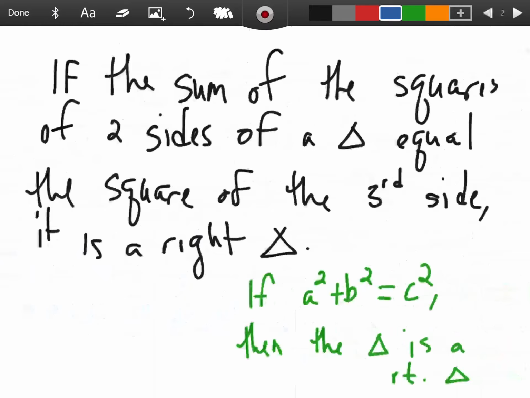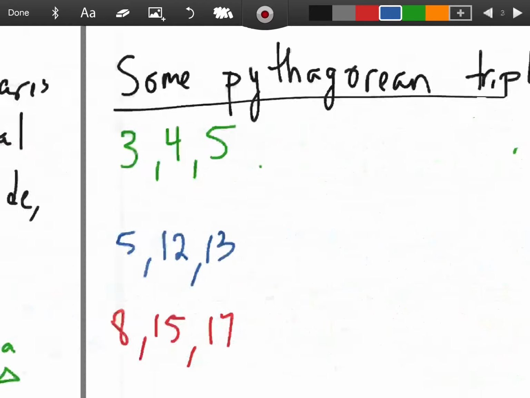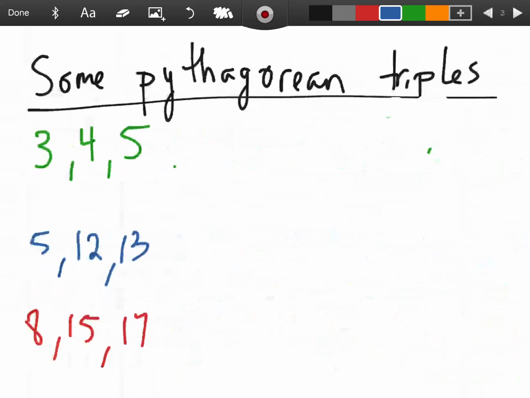In words, it says if the sum of the squares of two sides of a triangle equal the square of the third side, then it is a right triangle. So again, if a squared plus b squared equals c squared, then we know the triangle is in fact a right triangle. On the next slide, we are going to look at some common right triangle lengths. They are known as Pythagorean triples. Okay, and when I say Pythagorean triples, that just means some common right triangle lengths.